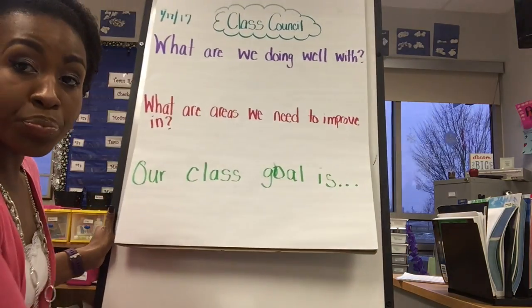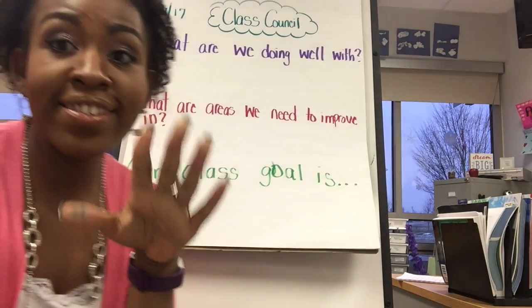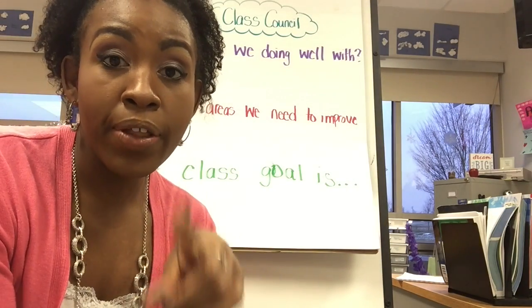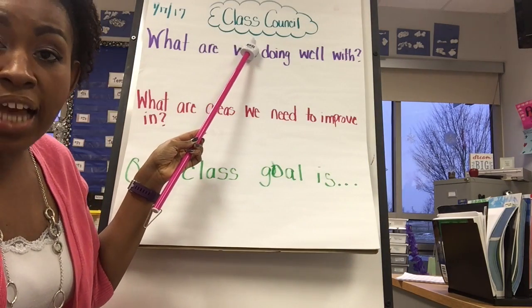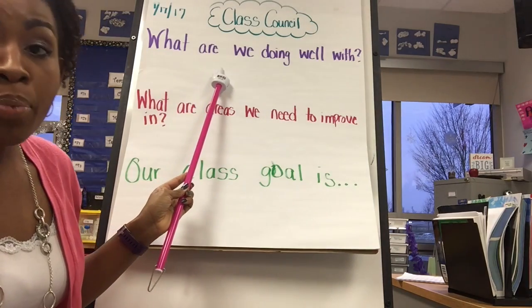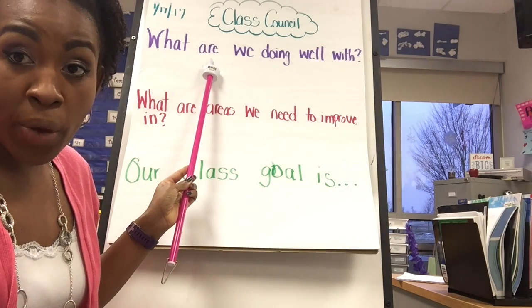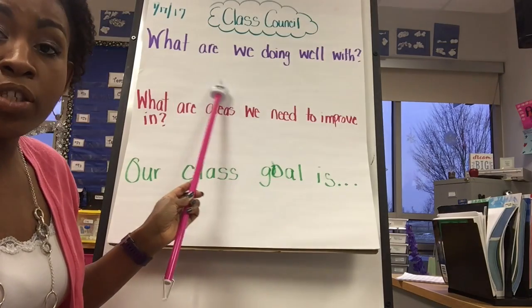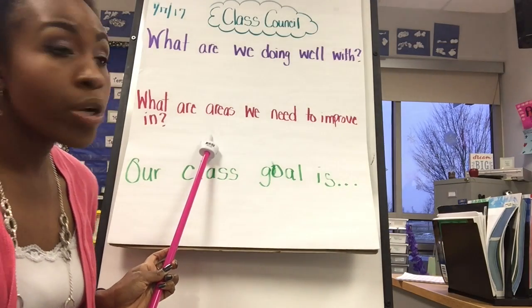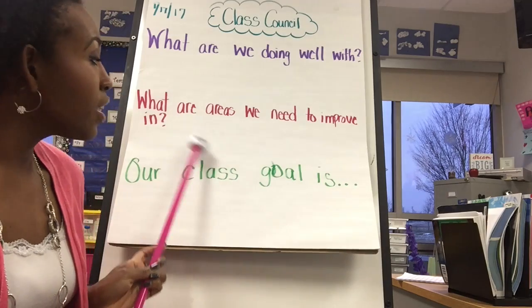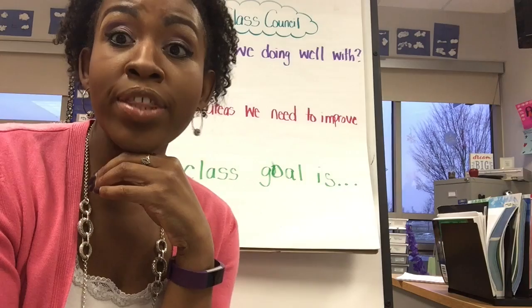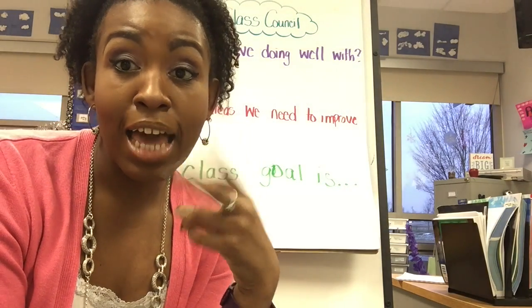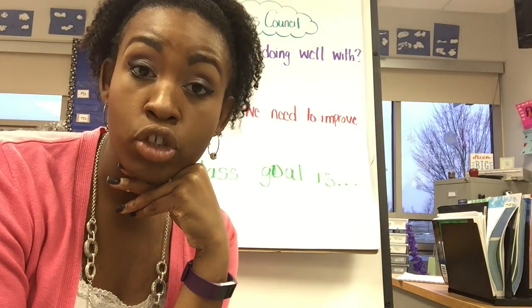So the first thing is I have a poster. And this poster stays the same for every single class council meeting. So I always have what it is, the class council. On here, it's important that I put down what are we doing well with, and we discuss it. Then I leave some space so that we can write. And then I have what are some areas that we can improve in, leave some space to write, and then our class goal is.